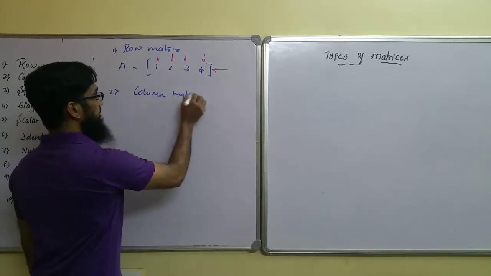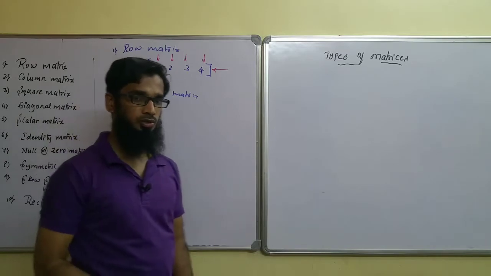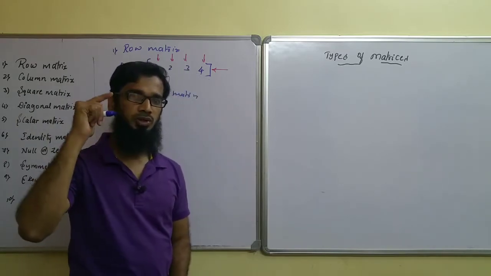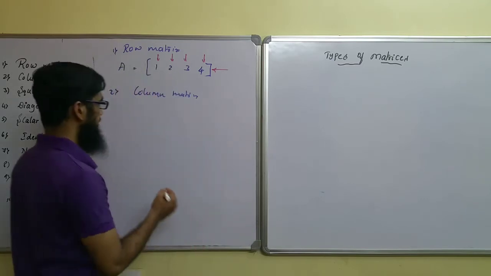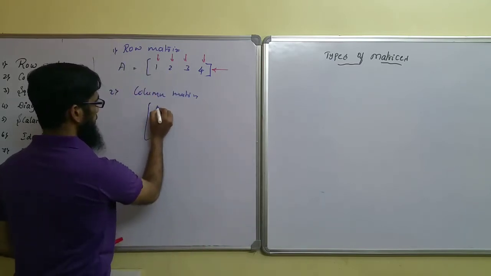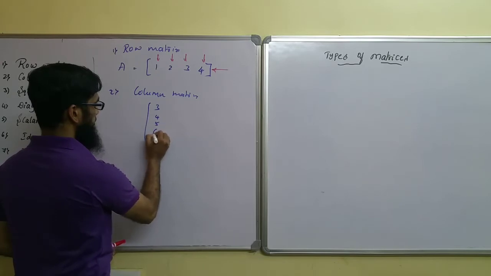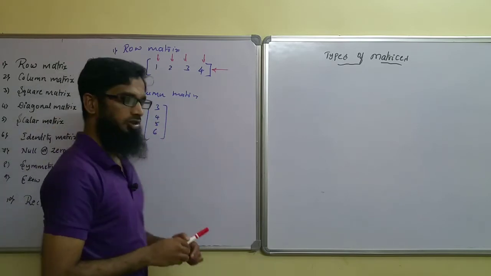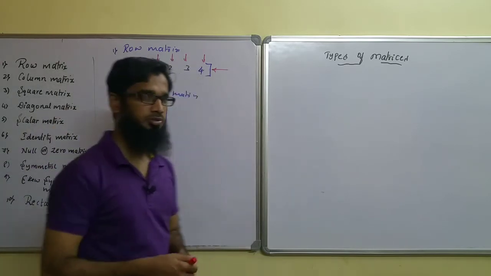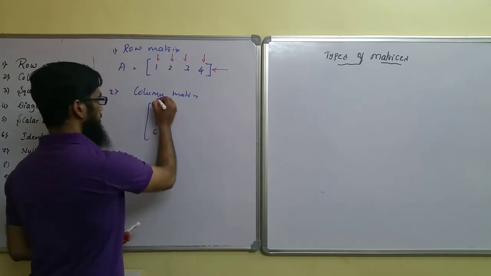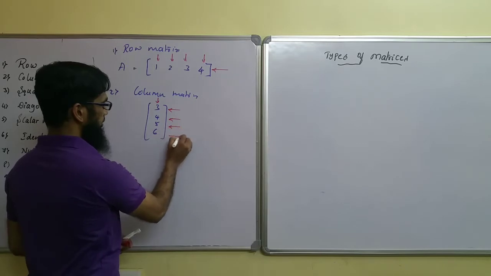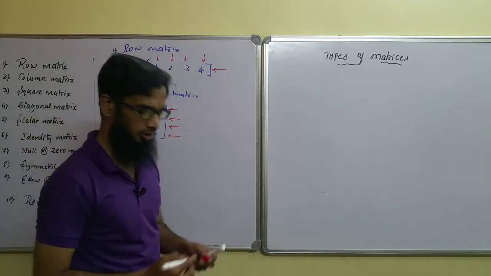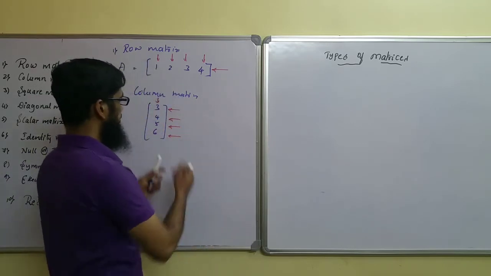This is exactly opposite to the row matrix. In the column matrix, there should be only one column, but the number of rows can vary. If I take an example like this, 3, 4, 5, 6, you can see in this matrix only one column is there throughout. But when you see the rows, we have different rows here. There are 4 rows. So this is a column matrix.